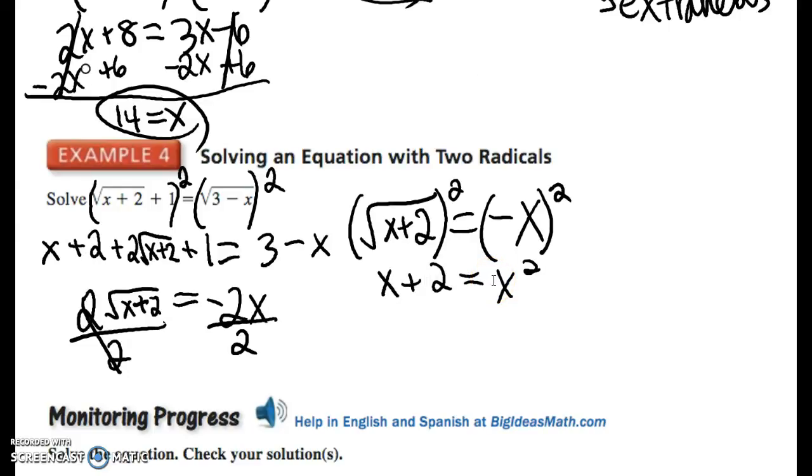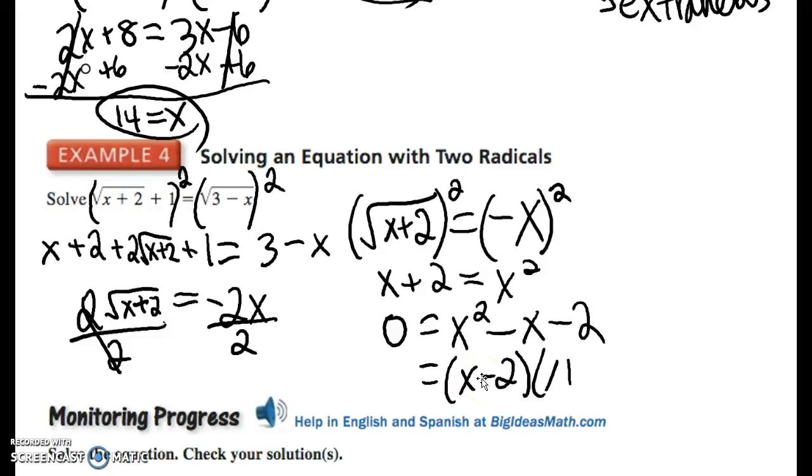And then I want to bring everything over to one side and make this equal to 0. So I'm going to have 0 equals x squared. I want x squared to be positive, so minus x minus 2. And now I can factor this into two nice factors that will help me solve the problem. x minus 2 and x plus 1. So what are my two answers? Don't forget that we have 2 and negative 1.